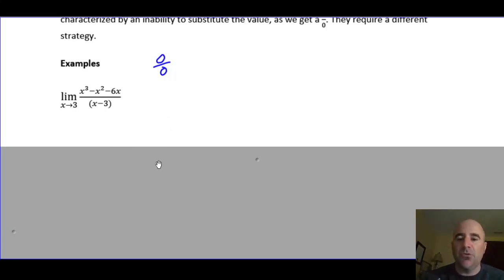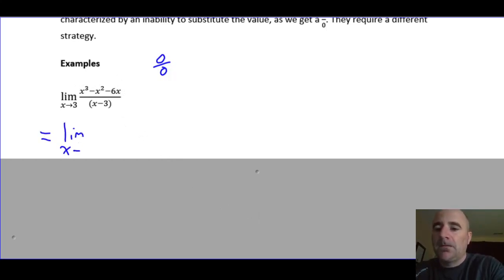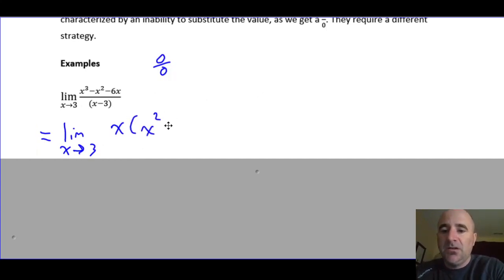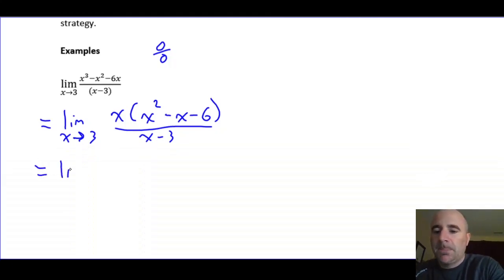Okay. So 0 over 0. So what do we do? Well, this one's not too difficult. We can actually solve this one just by simplification. And when I say simplification, I mean we're going to factor and see if something divides out. So there is a common factor of x here. And when I factor the x out, I get x squared, take away x, take away 6, divided by x minus 3. And we can keep going from there. A simple trinomial factors to x minus 3, x plus 2.